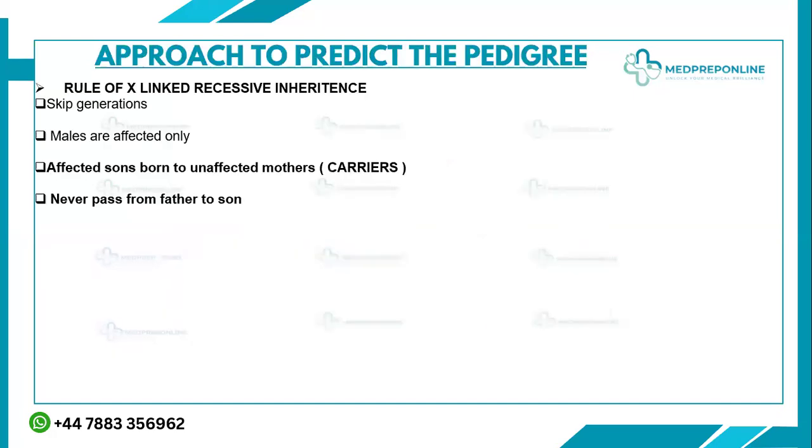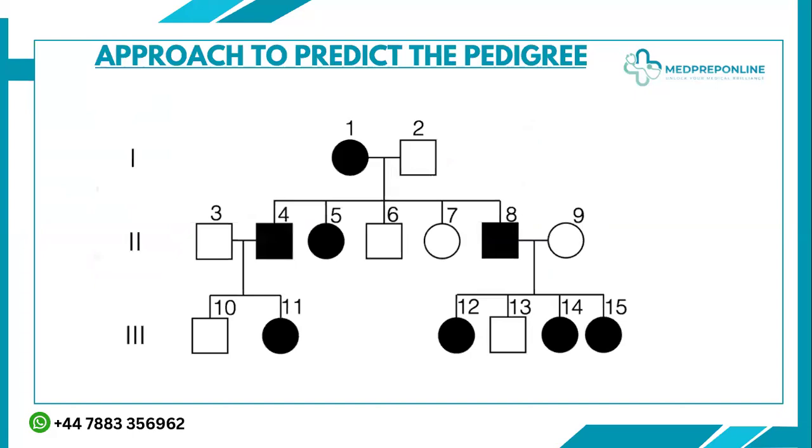Points to remember in X-linked recessive inheritance: skip generations, and only males are affected. Affected sons are born to unaffected mothers, which means only carriers can give birth to affected sons. There will be no disease transmission from father to son. So these are some of the points to remember in X-linked recessive inheritance. Okay, next pedigree is this. Tell me which one is this.